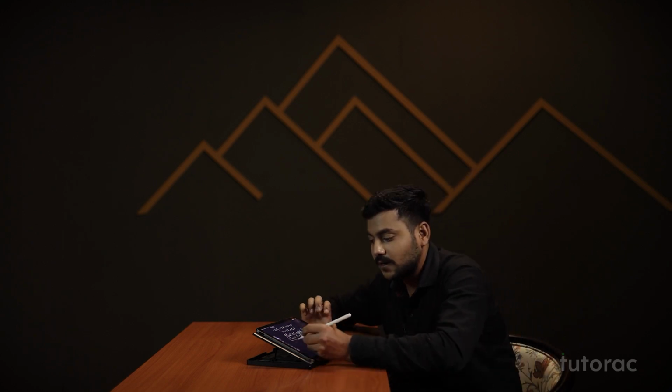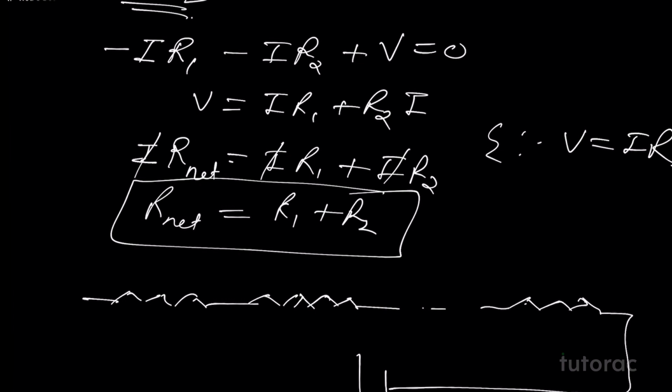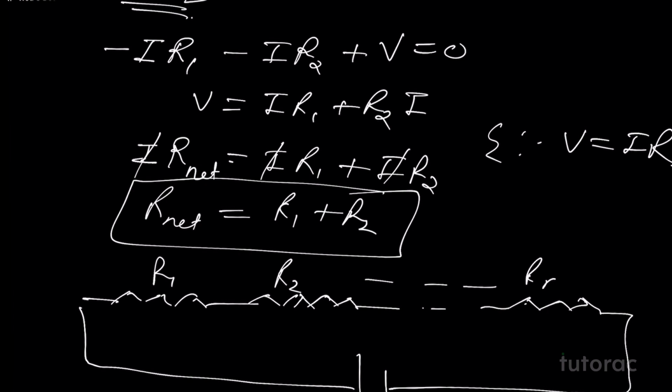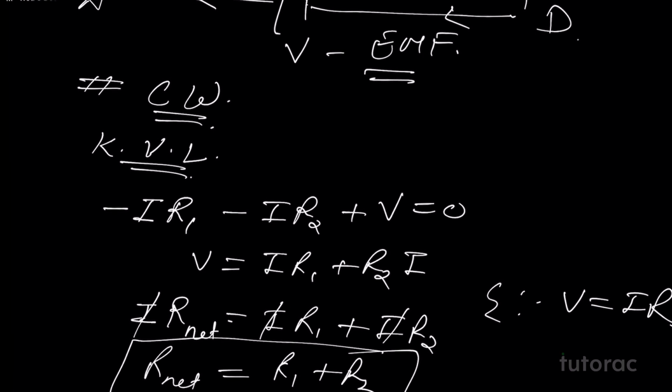Now, what if there are multiple N resistances? Let's try to understand. If there are multiple N resistances, suppose this is 1, this is 2, and we have up to N resistances. Again, the same circuit, we have one battery, and this is EMF V, and R1, R2, and up to Rn. Again, if we apply Kirchhoff's voltage law, what will I get?